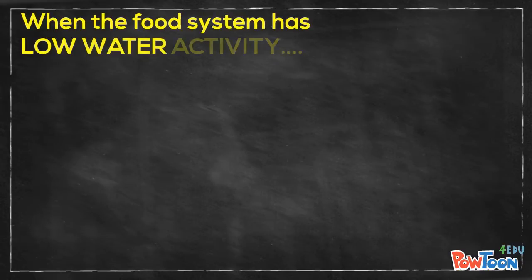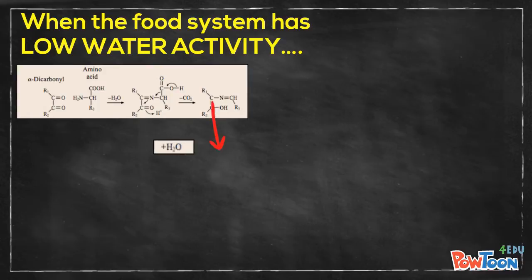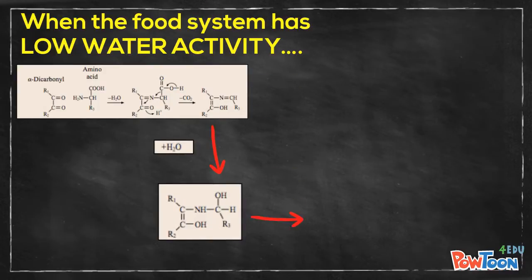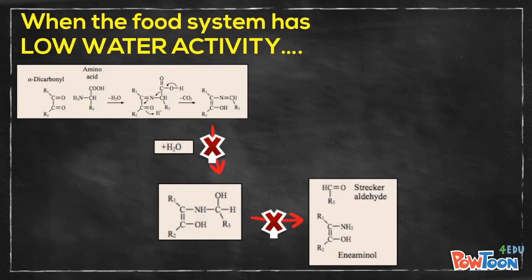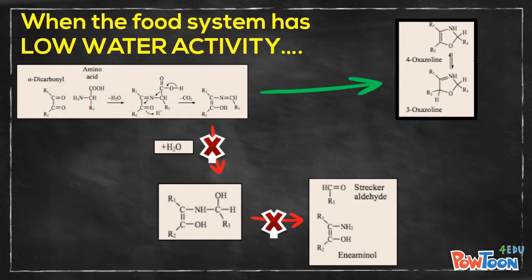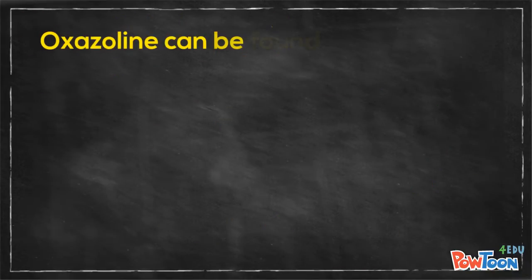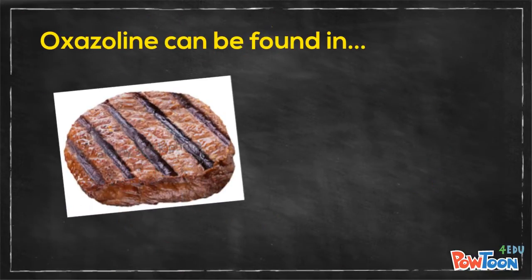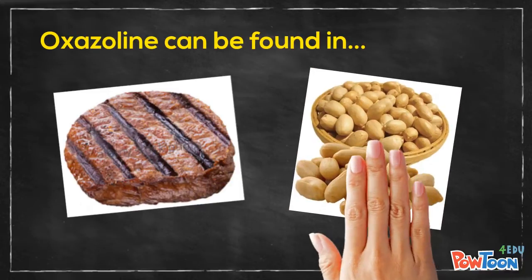Another condition would be when the food system has low water activity, the intermediate product prior to the release of Strecker aldehyde and aminoketone cannot be produced. The process eventually forms 4-oxazoline, which is also in equilibrium with 3-oxazoline. However, Strecker aldehyde can be released from oxazoline upon addition of water. The formation of oxazolines via Strecker degradation can be found in cooked meat and roasted peanut.